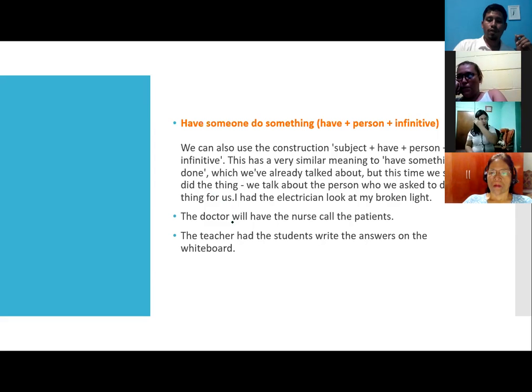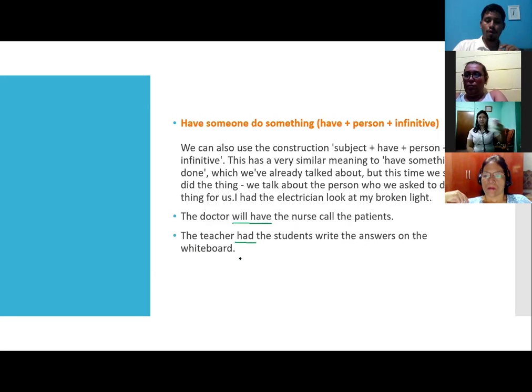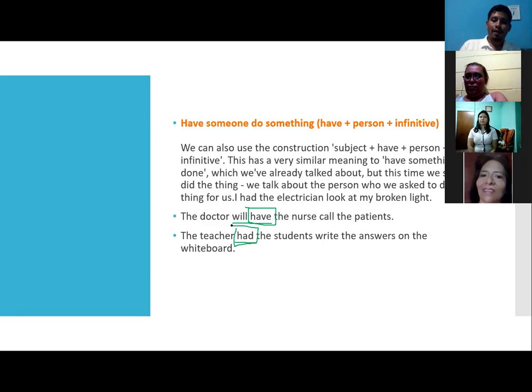For instance, in this case, we don't have a specific structure. In this sentence, we have a future tense, okay? If you notice the second one, we have a simple past tense. The teacher had the student write the answer on the whiteboard. And that one is a past. And the first one is the doctor will have the nurse call the patient, okay? This structure is future. But if we check these sentences, both use the causative had or the causative verb have. Why? Because using that verb, we can identify that something has to be done, okay? Maybe by someone in specific or for an action in specific, okay?